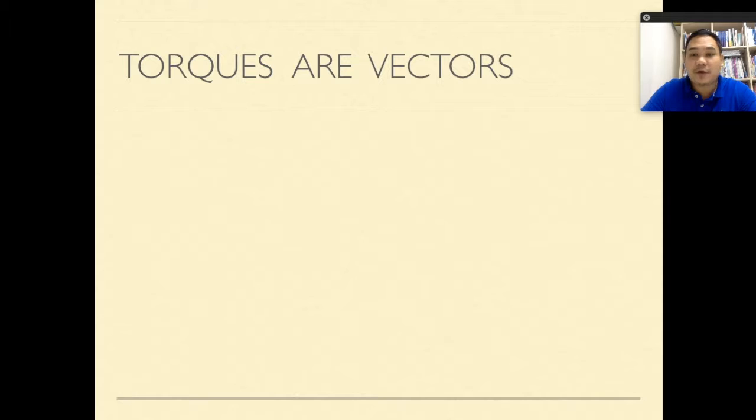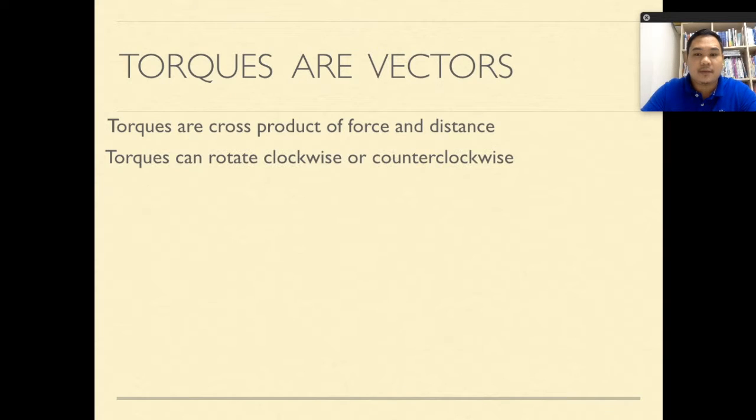Now, remember that torques are vectors. Torques are the cross product of force and distance. We will study further what we mean by cross product, but it's a different topic. Take note that torques are simply vectors. And remember, torques can rotate clockwise or counterclockwise. Since torque is a vector, the sign of it will matter.